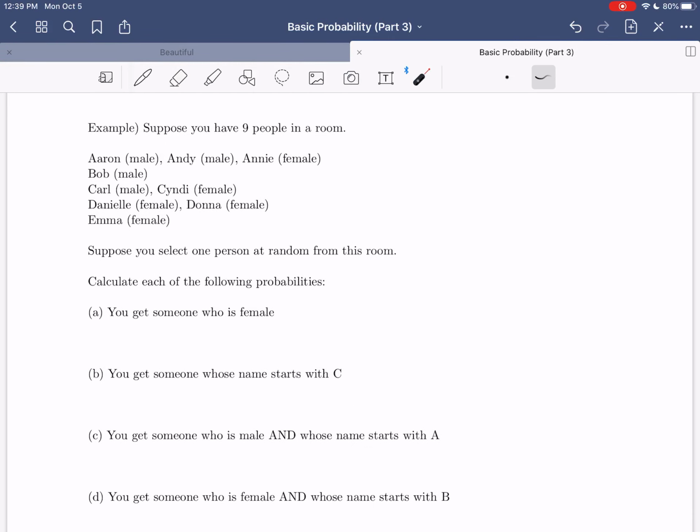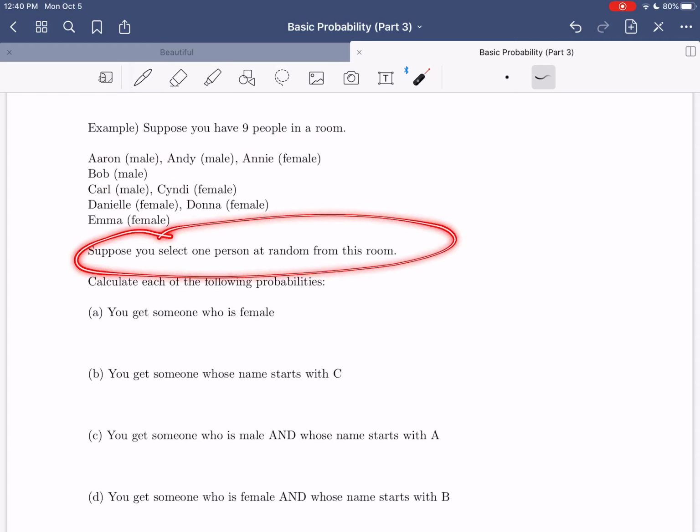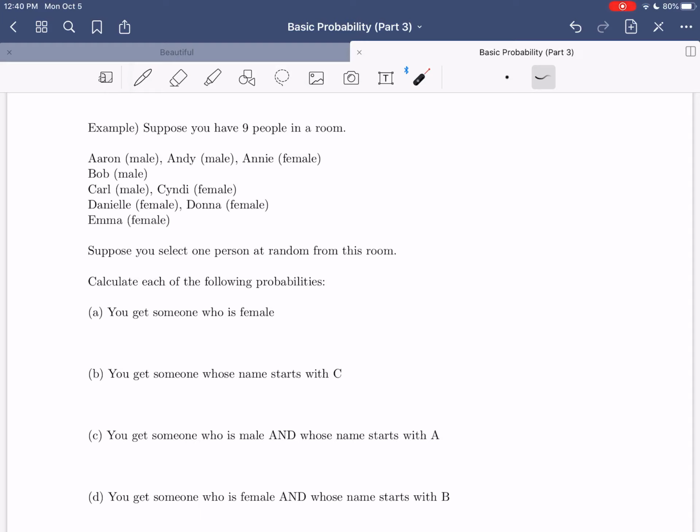For this example, we're going to suppose that we have 9 people in a room. For each of these people, we know their name and their gender. So we have Aaron, Andy, and Annie. Aaron and Andy are males, Annie is a female. We have Bob, who is male, Carl and Cindy, Carl who's male, Cindy who's female, Danielle, female, Donna, female, and Emma, also a female. You'll notice that we have 1, 2, 3, 4, 5, 6, 7, 8, 9 people as mentioned. We're going to suppose that we select one person at random from this room.